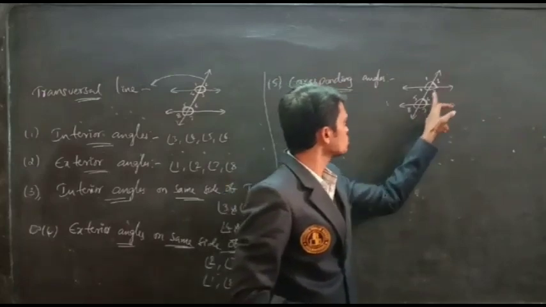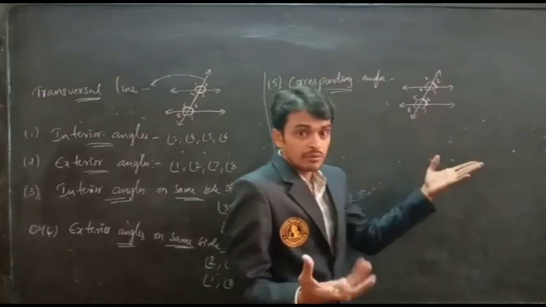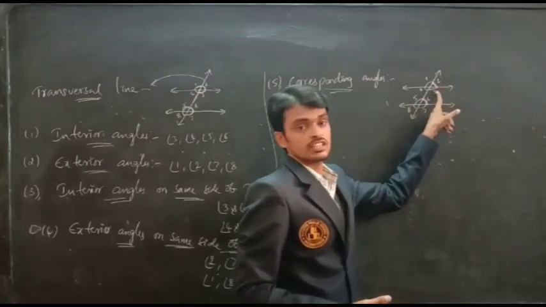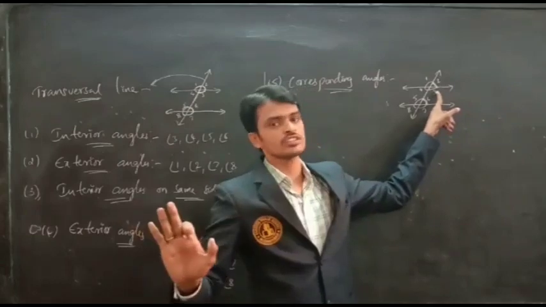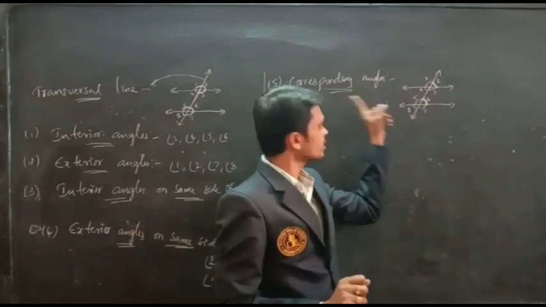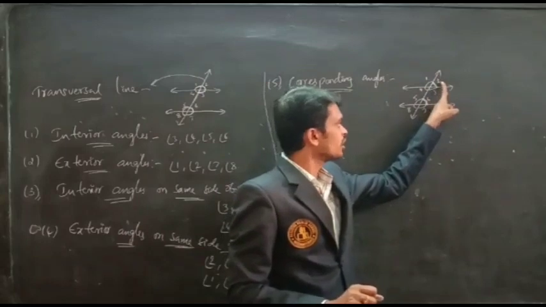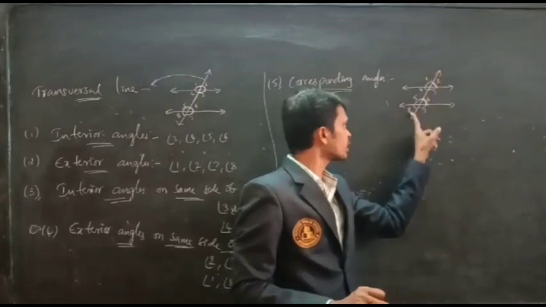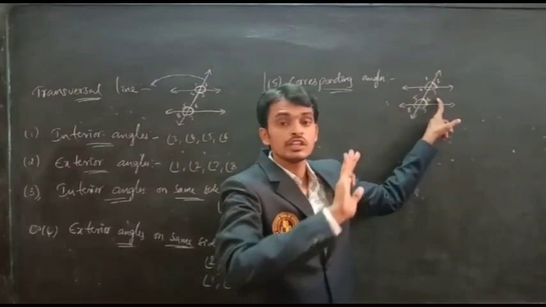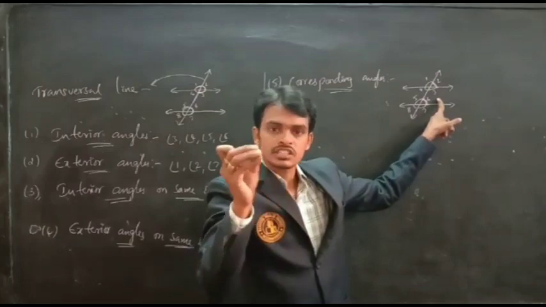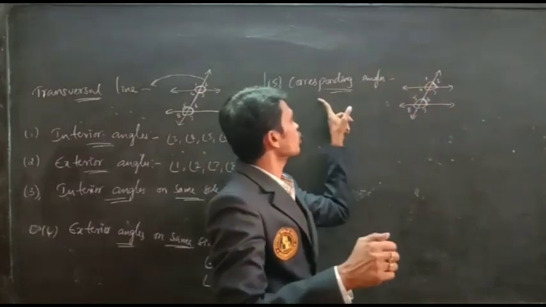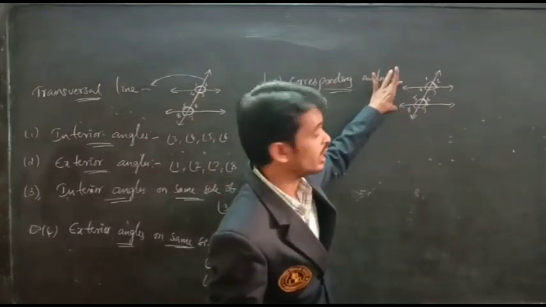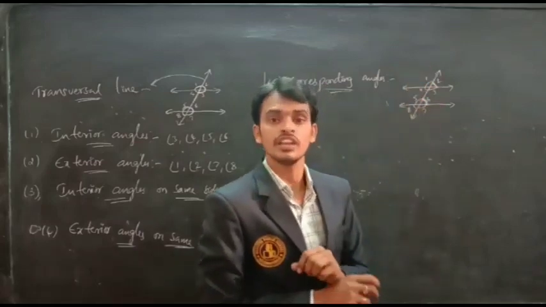Sir, you are saying 2 and 6, so why can't we take 3 and 2? Because these are adjacent angles. Corresponding angles are never adjacent angles. So when one is an exterior angle and the other is an interior angle, on the same side of the transversal line, and they are not adjacent, then the angles are called corresponding angles. When the two lines are parallel, the corresponding angles are equal.